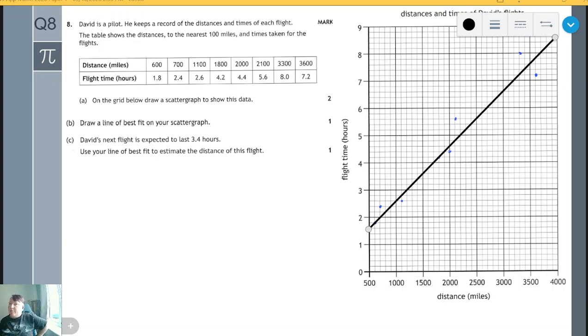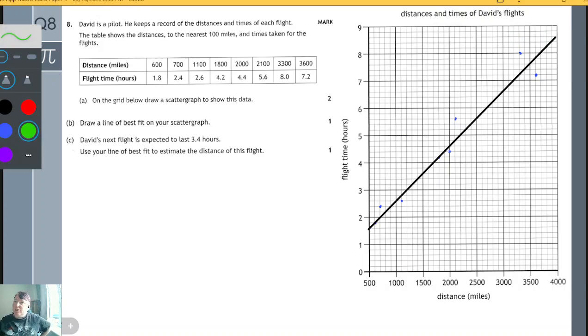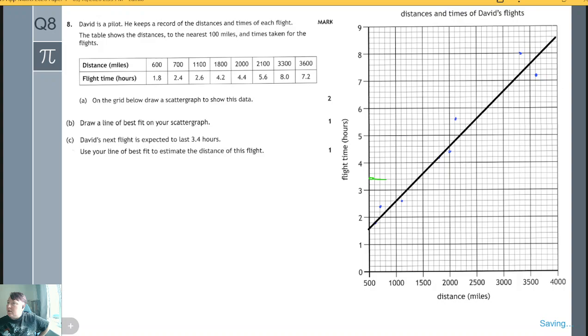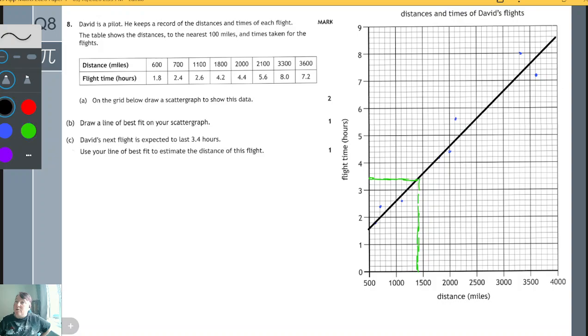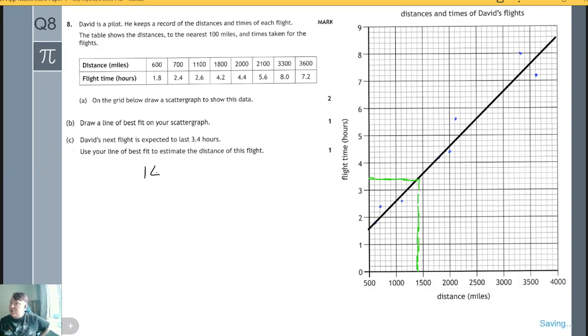Okay, now that we've got our line of best fit, we need to answer part C. David's next flight is expected to last 3.4 hours. Use your line of best fit to estimate the distance of this flight. So we're going to look at where 3.4 hours is, which is here. I'm going to go across, come down, okay, and my line of best fit suggests 1,400 miles.